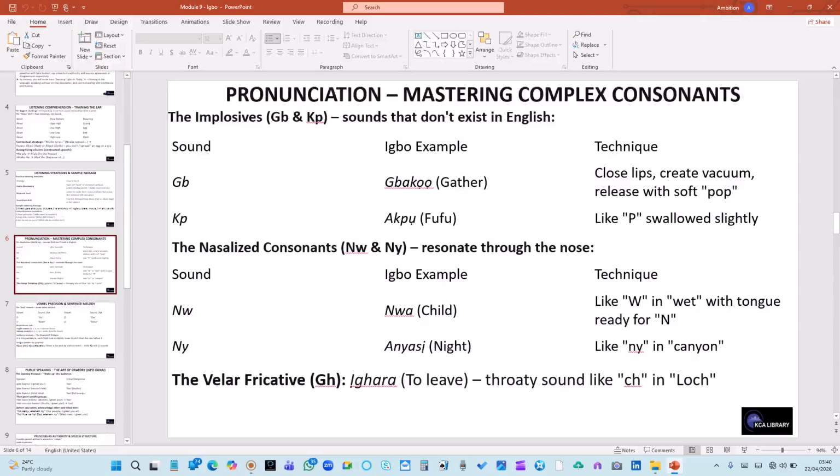Now the velar fricative, gb, egara, to live. The throat sound is like ch in loch.